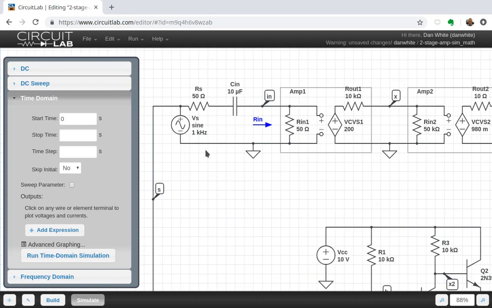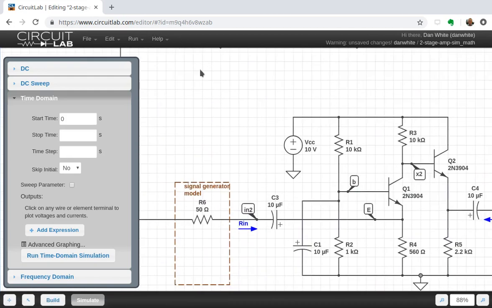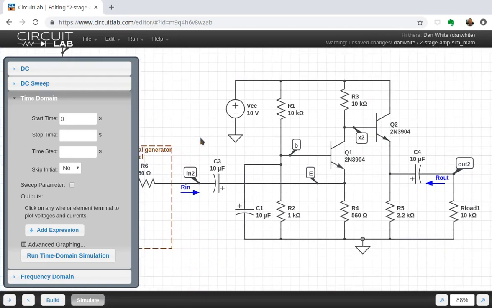But right now this is 1 kilohertz. In my simulation, I'm going to go for, let's say, 5 milliseconds. My period was 1 kilohertz. 1 millisecond is 1 period, so this means 5 periods. My time step needs to be many time steps within one period. One period is 1 millisecond. If I do 10 microseconds, that gives me 100 time steps per period. Don't skip the initial. That's something else.